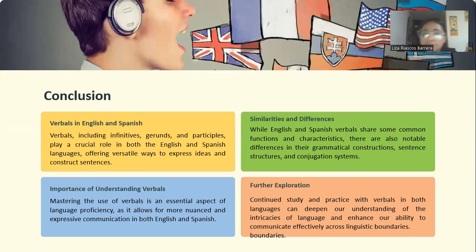We have the conclusion. Verbals in English and Spanish, including infinitives, gerunds, and participles, play a crucial role in both the English and Spanish languages in very versatile ways to express ideas and construct sentences. While English and Spanish verbals share common functions and characteristics, there are also notable differences in the grammatical construction, sentence structures, and conjugation system.